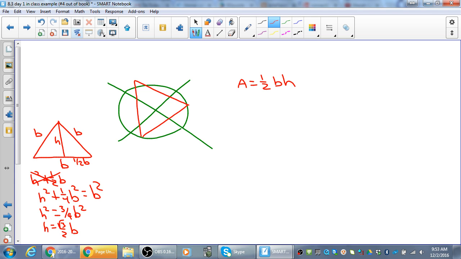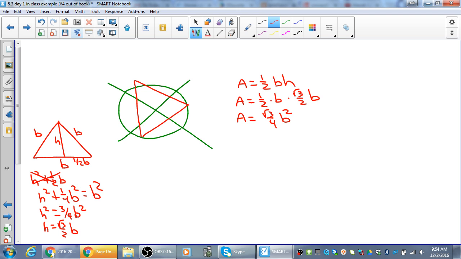Does that look familiar, square root of 3 over 2? Well, yeah, when you take an equilateral triangle, you get a 30, 60, 90 right triangle. That's right from your unit circle. So what does that mean? Well, now I can write the area as 1/2 times b times the square root of 3 over 2 b. I can rewrite the height in terms of the base. Now the area is square root of 3 over 4 times the base squared.